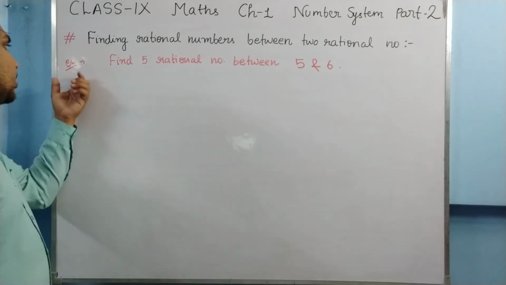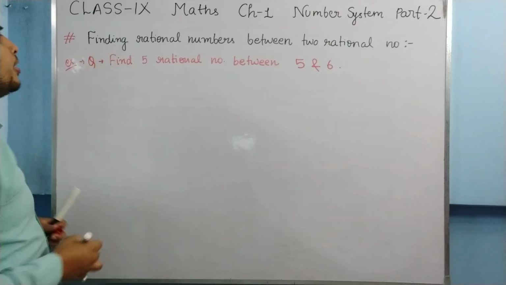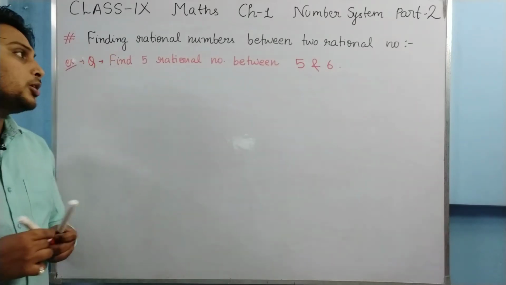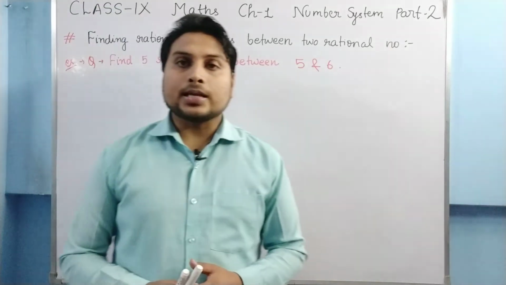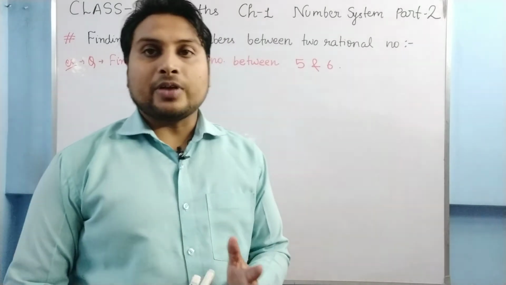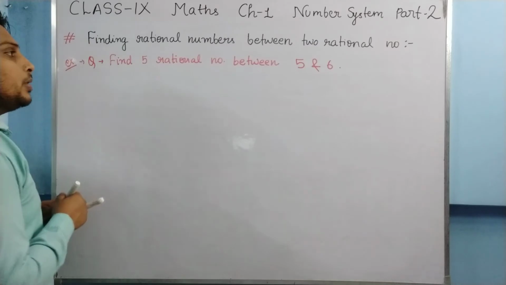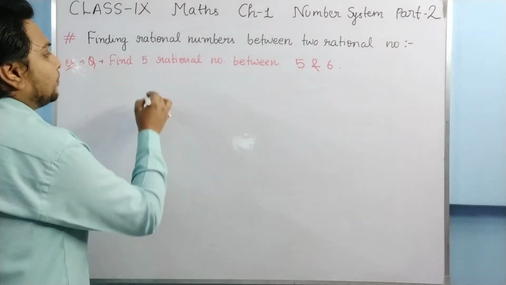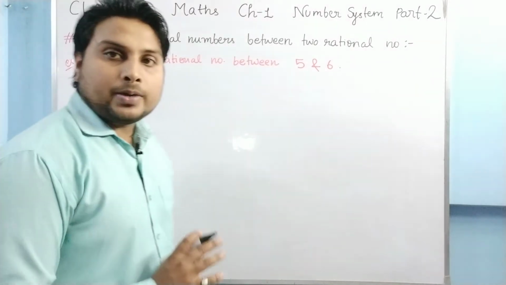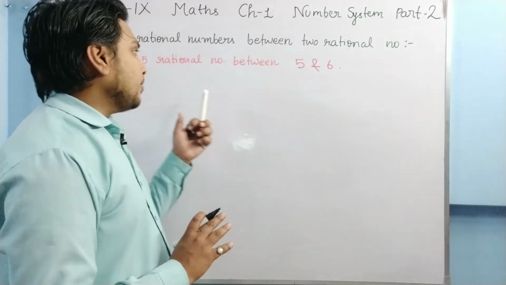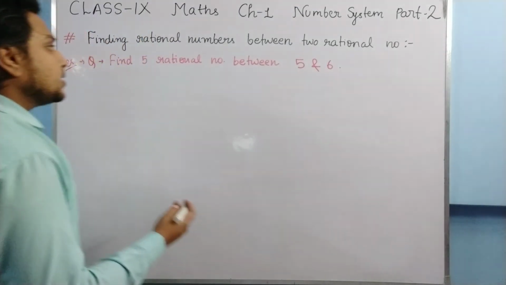Now see students, another example question I have taken: find 5 rational numbers between 5 and 6. So how can we find 5 rational numbers in between 5 and 6? See, the method of applying the formula (x plus y) by 2 is there, but applying that formula 5 times is not better. So we have to see some other method.